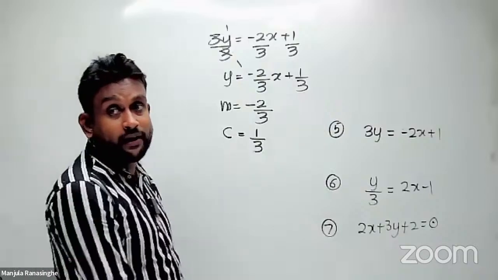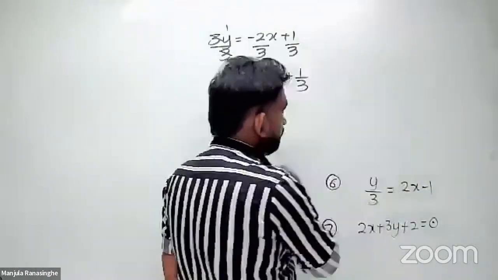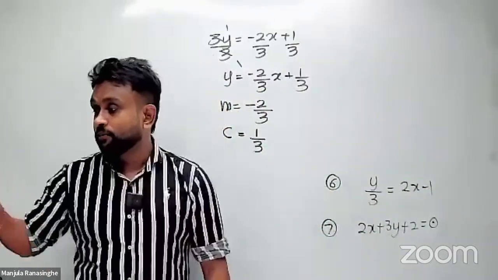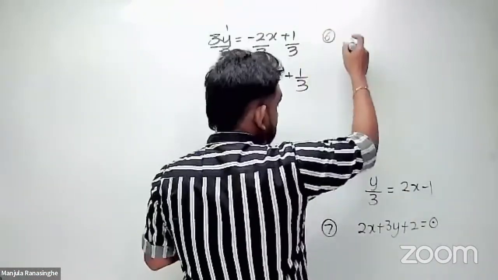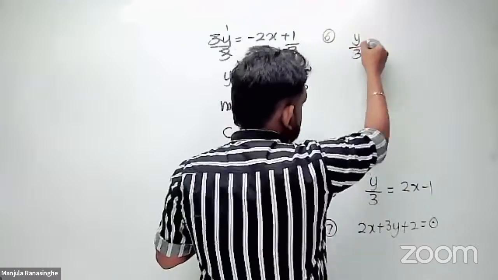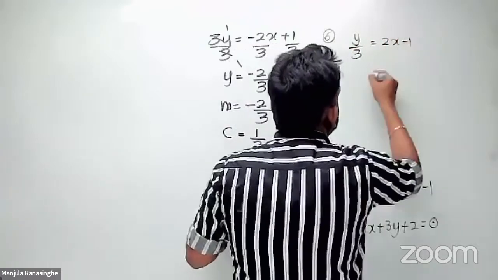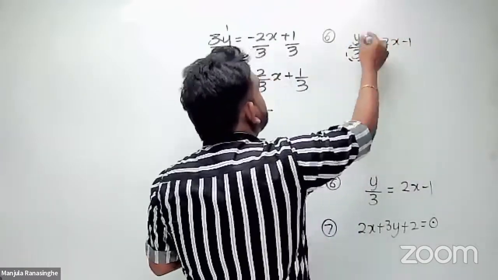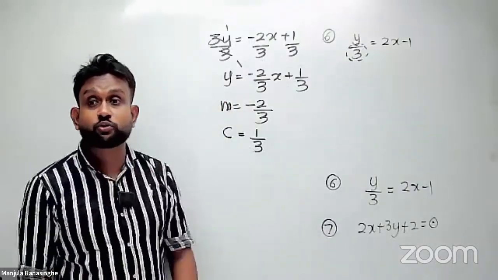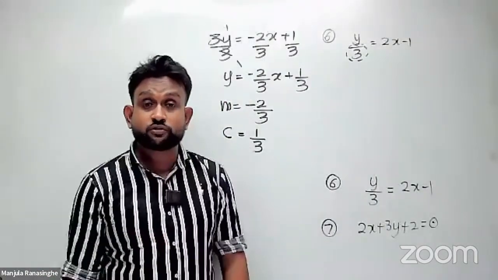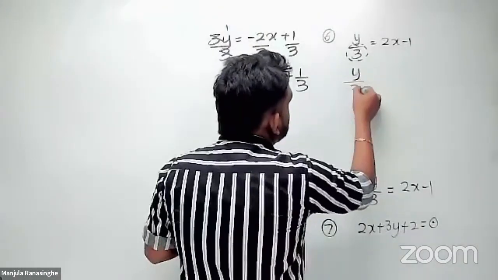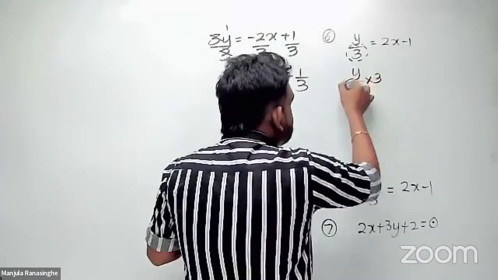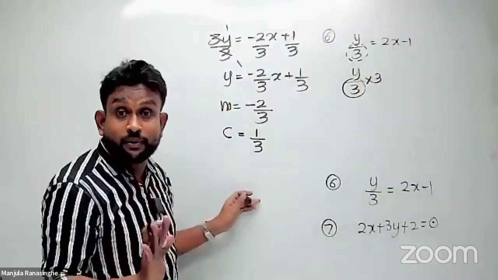So now that is fine. Now we move to question 6, y upon 3 there. Then y upon 3 equals 2x minus 1. So here there is division by 3. How to eliminate division by 3? With multiplication by 3 on all the terms. Here division by 3 is there, so multiply by 3.